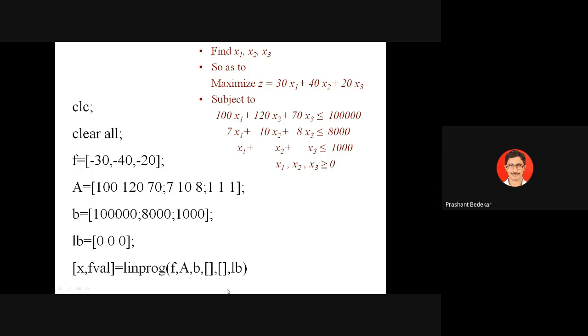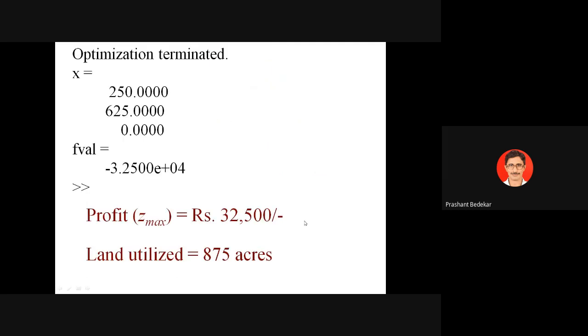As lower bound is there, we will specify like this: x comma FVAL is equal to linprog of F, A, B. In place of AEQ, I am saying bracket open close. In place of BEQ, I am saying bracket open close, and then LB, lower bound, which is specified here as 0 0 0. Lower bound 0 0 0. When I run this program, I get this answer: x is equal to 250, 625, 0.